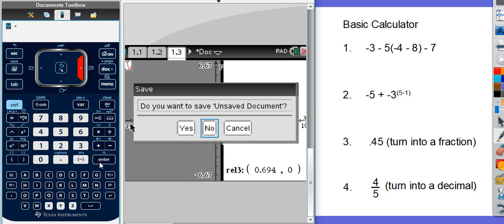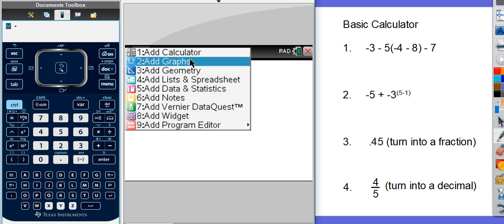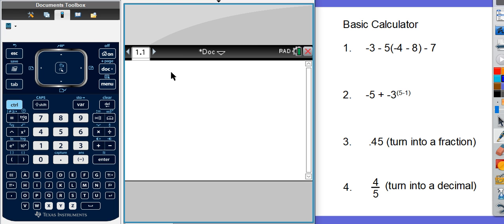No, I do not want to save. And normally we've been going to graphs, and that's where we solve equations and we solve inequalities, and there'll be other things we do under graphs. But I just want to go to a basic calculator option. So I'm just wanting to do basic calculation. So you want to go to your calculator.